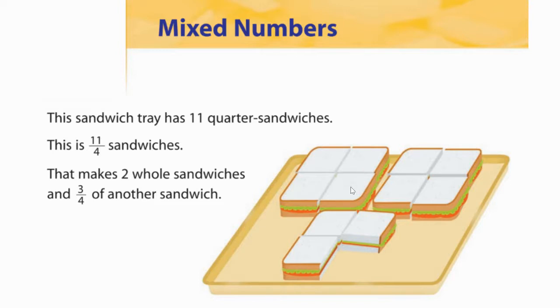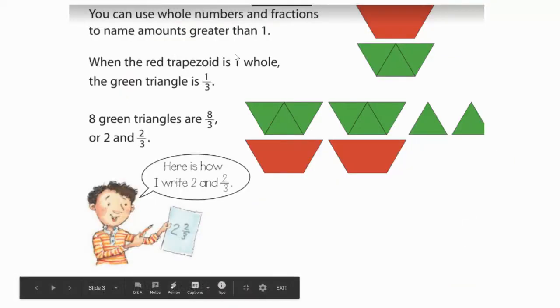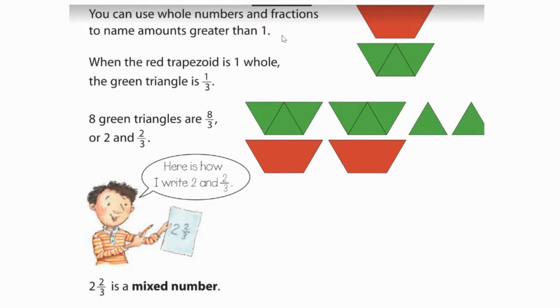So 1, 2, 3, 4, 5, 6, 7, 8, 9, 10, 11. So this is 11 fourth sandwiches. So this is an improper fraction because the top number is bigger. And when we write proper fractions, the number is not bigger. So that makes 2 whole sandwiches and 3 quarters of another sandwich. You can use whole numbers and fractions to name amounts greater than 1. So when we talked about fractions before, we only talked about it being a fraction of 1 whole. This time we can actually talk about more than 1 whole in fractions.